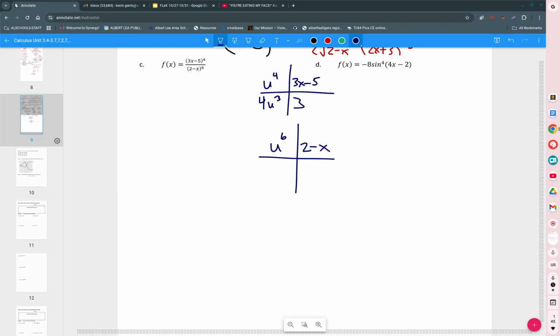Derivative of u to the 6th, Brody is not allowed to answer. We have 6u to the 5th. And the derivative of 2 minus x is a negative 1. So Gilly asked before, why are we multiplying these things together? Remember that in the context of the chain rule, we multiply those two to get 12 times 3x minus 5 to the 3rd power. And on the bottom, we multiply them, we get a negative 6 times 2 minus x to the 5th power.